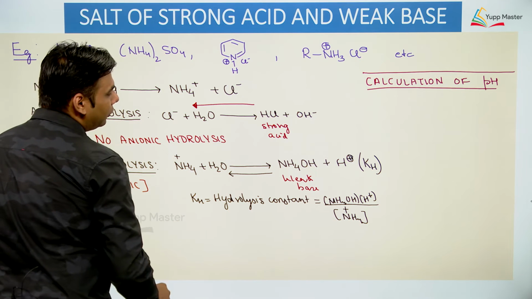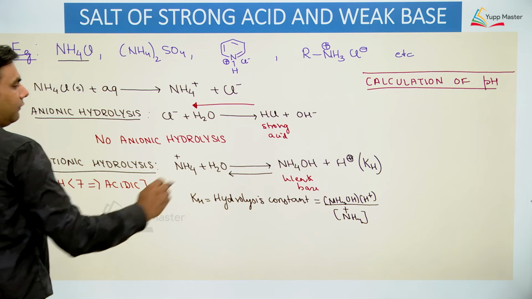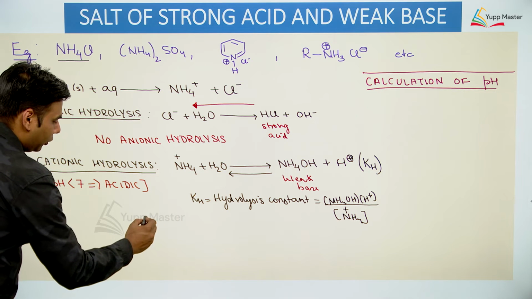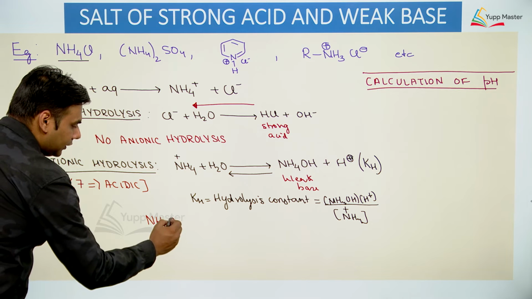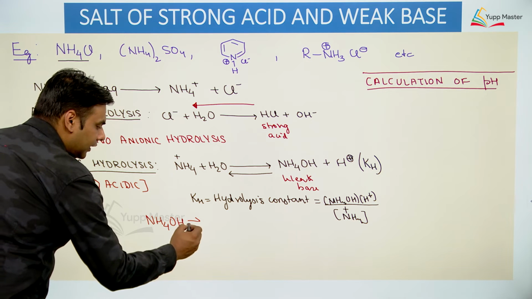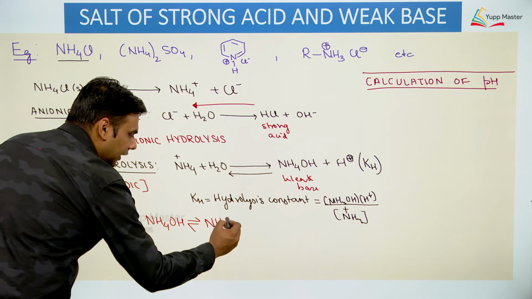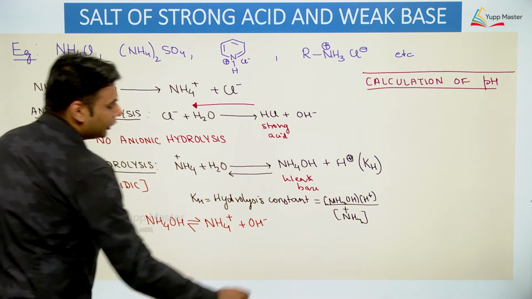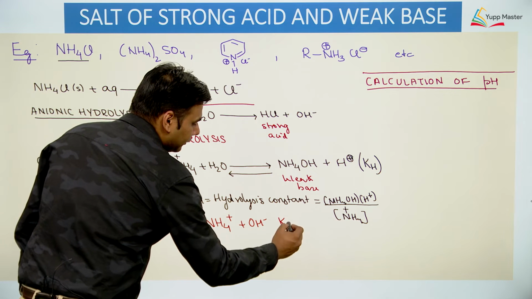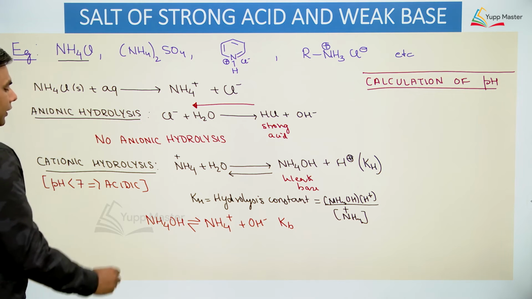Now what is the value of this KH? To calculate the value of KH, we know that a base is being formed over here, ammonium hydroxide is formed in this reaction. So basically ammonium hydroxide is a base, so when it breaks down it forms this. Now this will correspond to a Kb, which is the base dissociation constant.